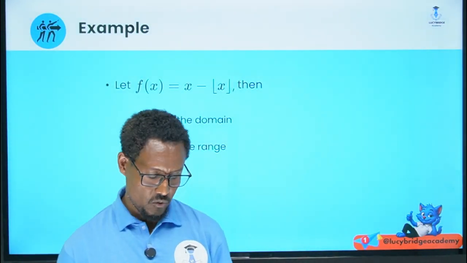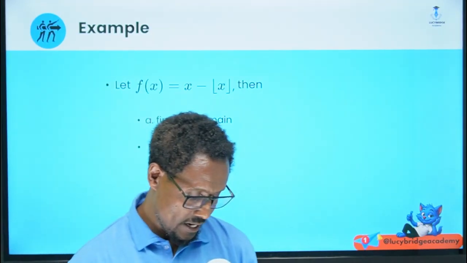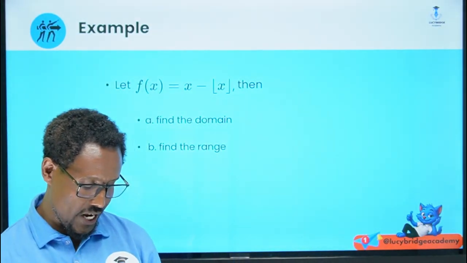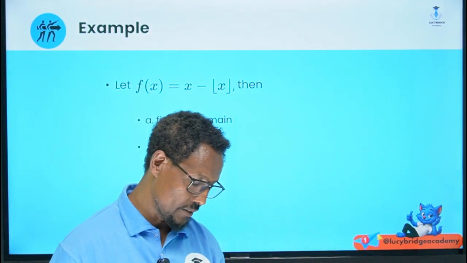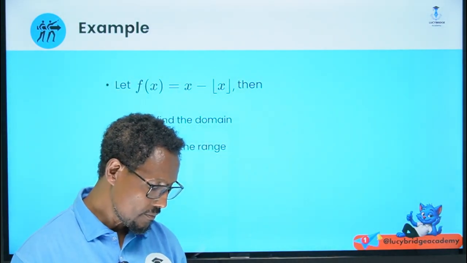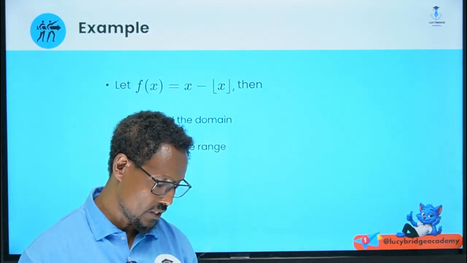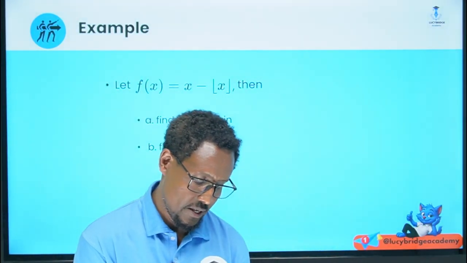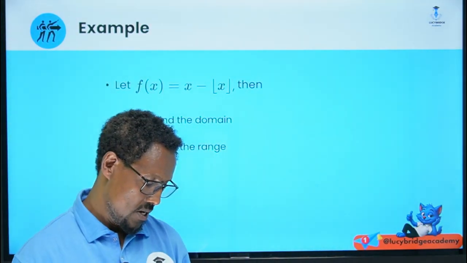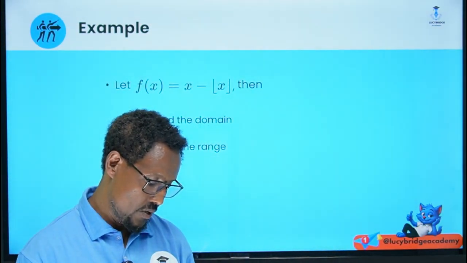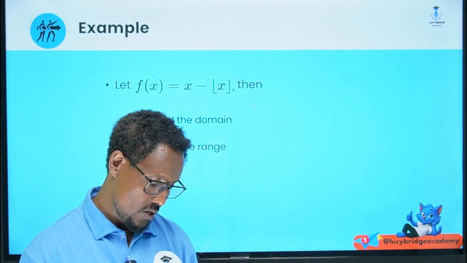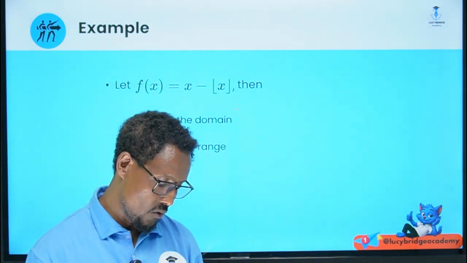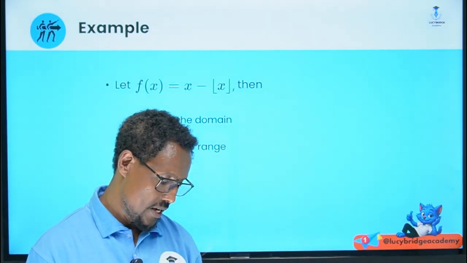Now let f of x be equal to x minus floor of x, then find the domain and range. Okay, good. f of x is equal to x minus floor of x. Okay, now look, we can draw the graph of x minus floor of x.